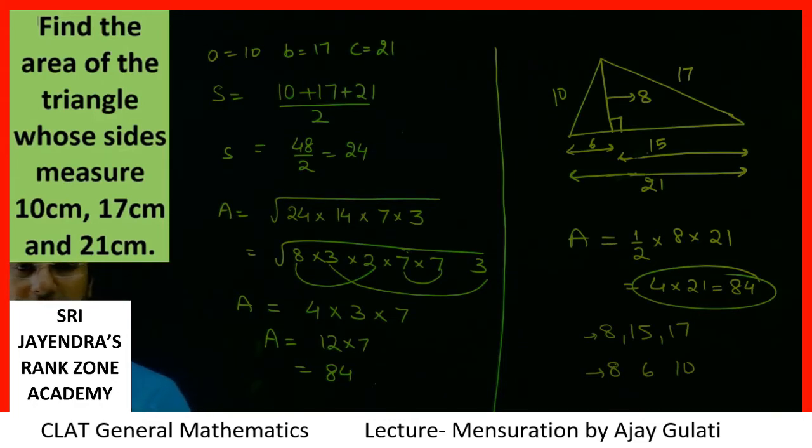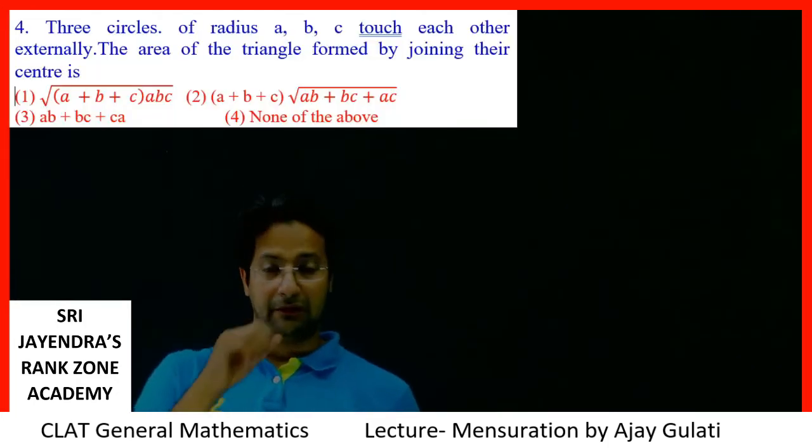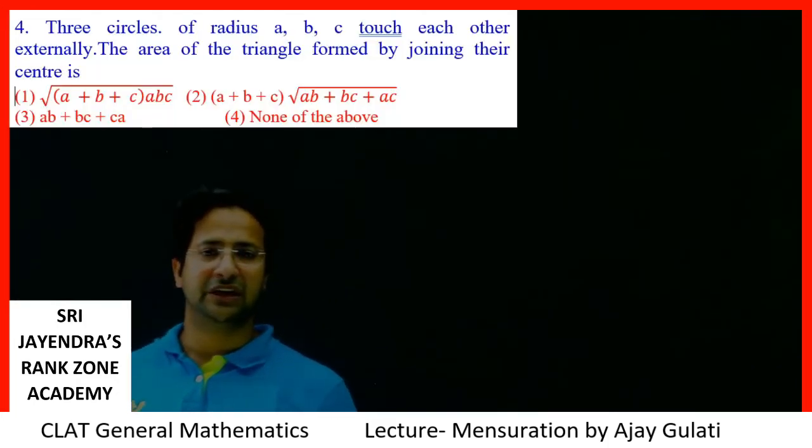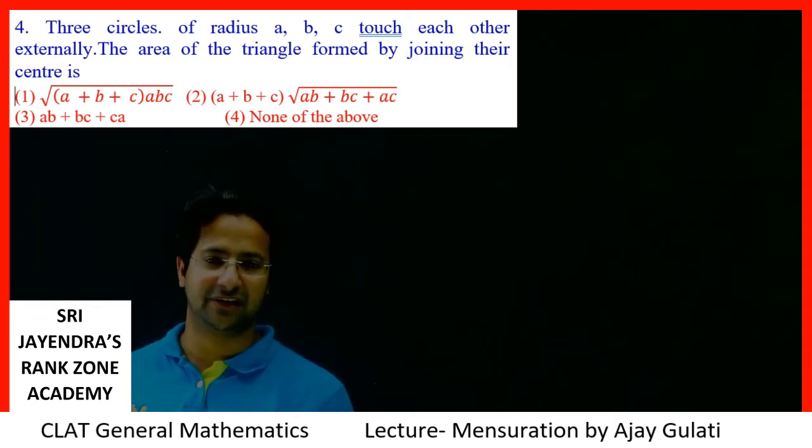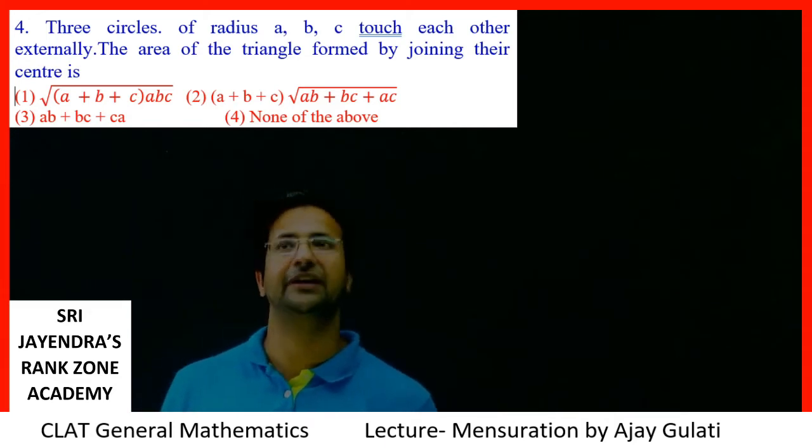You can just copy it or take a screenshot and keep it aside. A very beautiful question now. The three circles of radius A, B, C touch each other externally. The area of the triangle formed by joining their centers is?